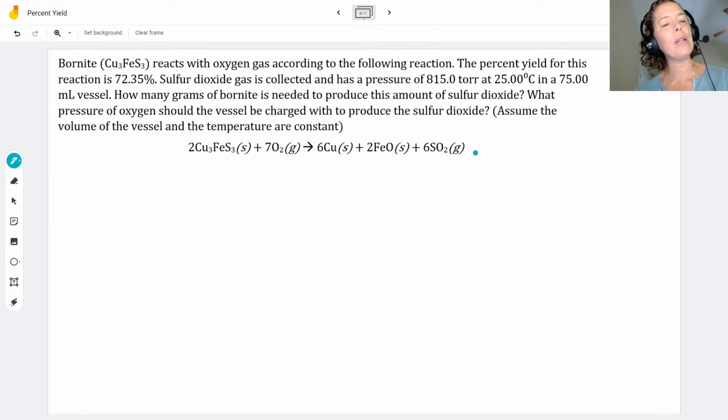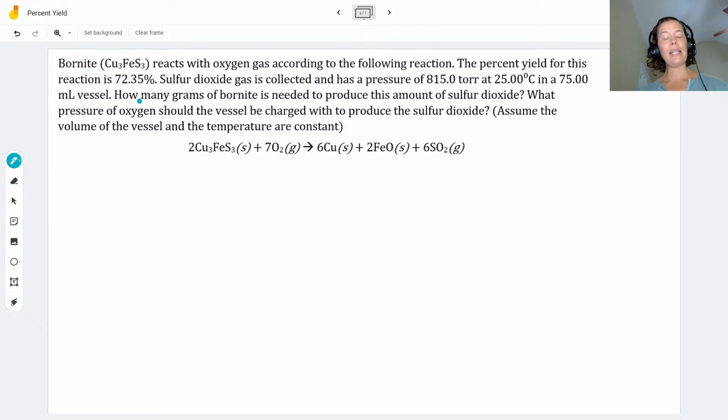Definitely not dealing with a 1-to-1 ratio. The percent yield for this reaction is 72.35%. Sulfur dioxide gas is collected and has a pressure of 815 torr at 25 degrees Celsius in a 75 milliliter vessel. How many grams of boronite is needed to produce this amount of sulfur dioxide? What pressure of oxygen should the vessel be charged with to produce the sulfur dioxide? And we can assume the volume of the vessel and the temperature are constant.